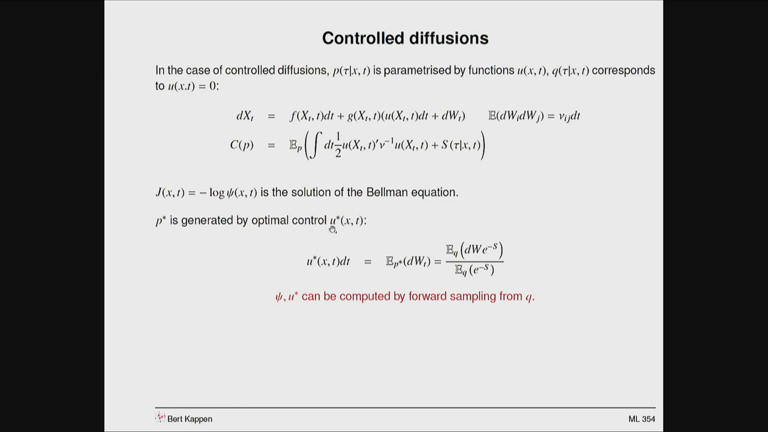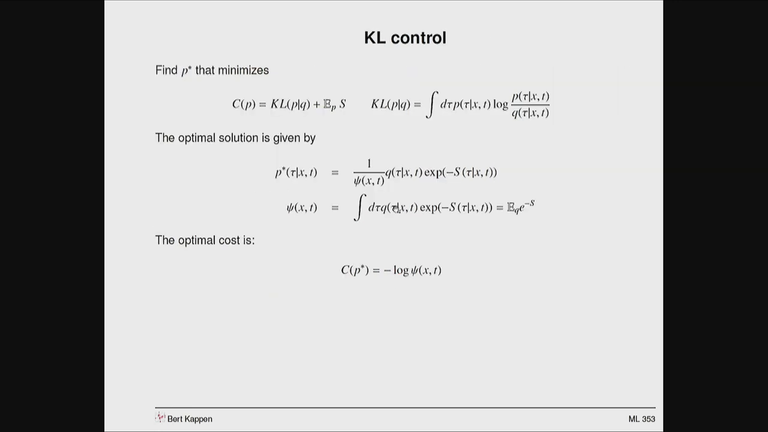So now we have the optimal cost to go. We can get it as the log of this psi, and psi was given as an integral like this, and it can be sampled. So we can sample trajectories under Q, which is the uncontrolled dynamics, the dynamics in the absence of U. We generate trajectories, weight all these trajectories with e to the minus S, and then we get an estimate of the optimal cost to go, and we have solved our control problem without ever solving the Bellman equation. So we can solve the control problem as a sampling problem.